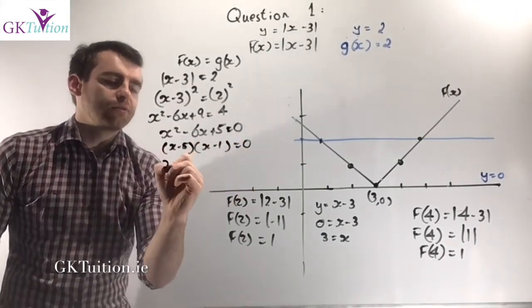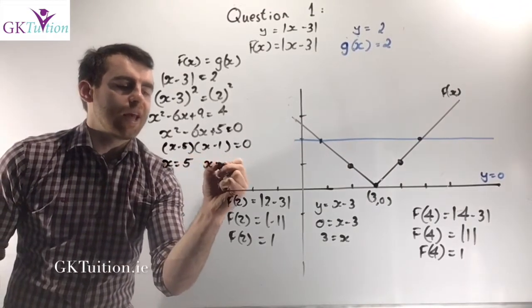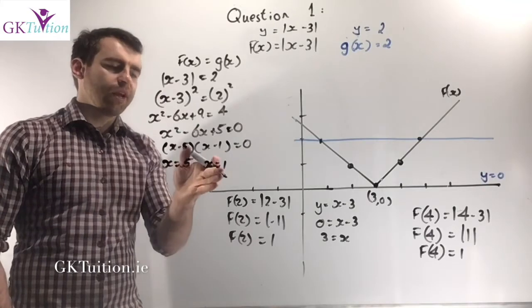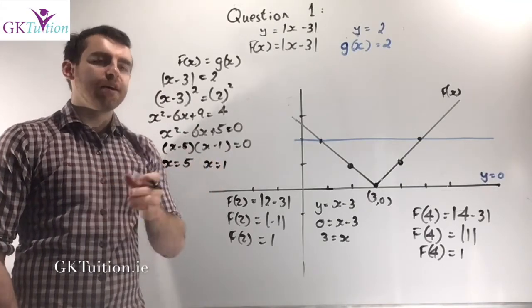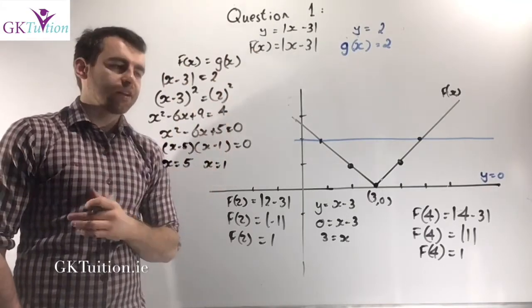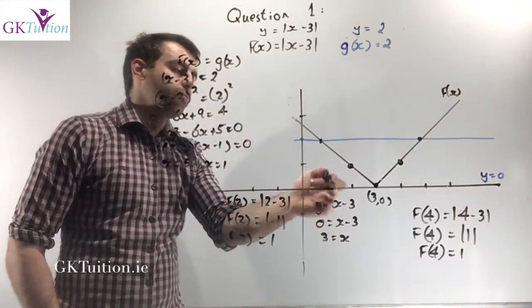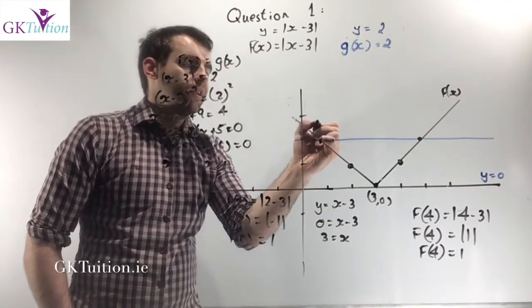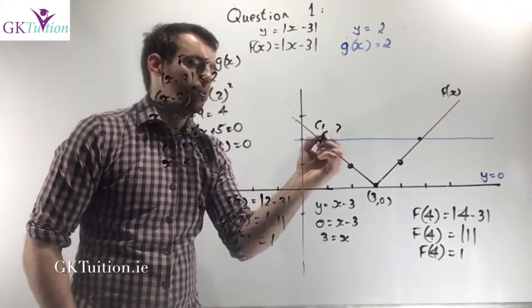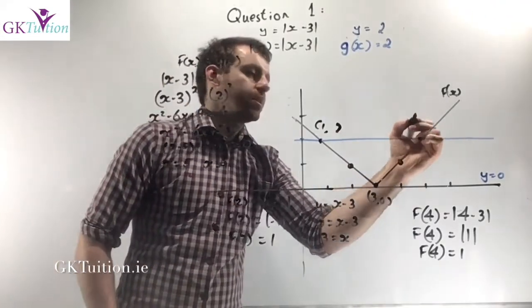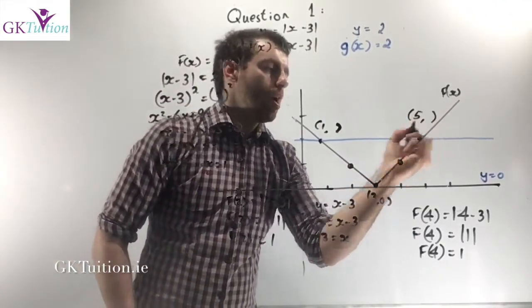If I let each factor equal to 0 and get my roots, I would get x equals 5 and x equals 1. That tells me that when x is equal to 1 or when x is equal to 5, the functions f of x and g of x are equal to each other. So that means, and if you've drawn an accurate graph, you would have been able to read it off anyway, that the x value at this point is 1, and the x value at this point is in fact 5.